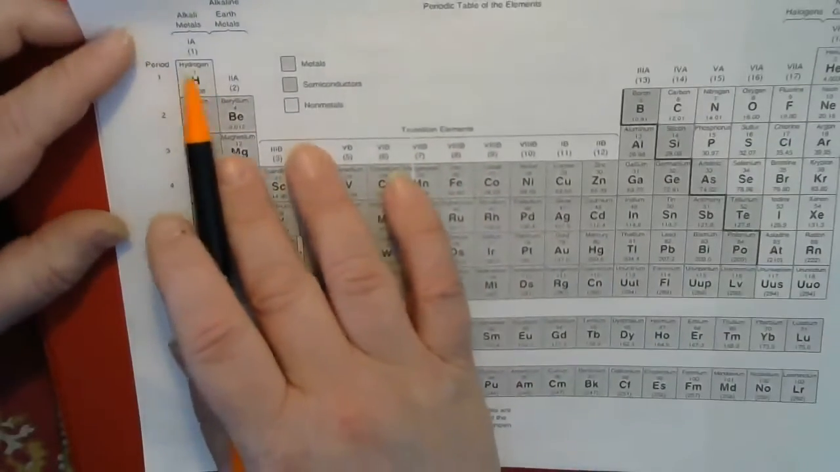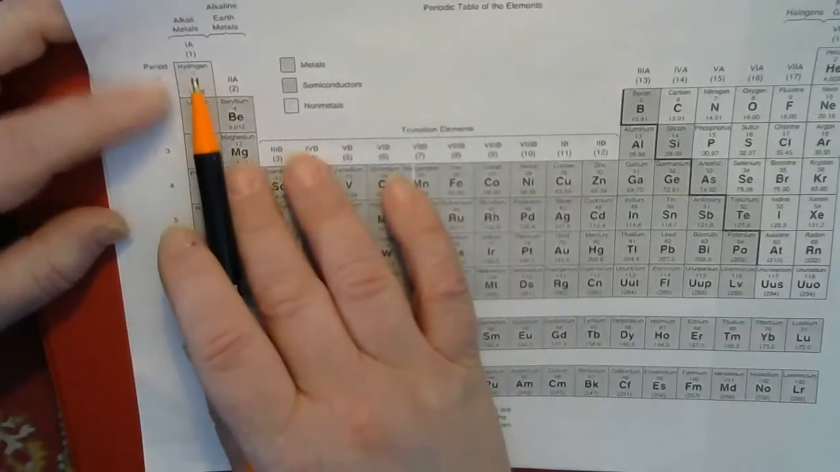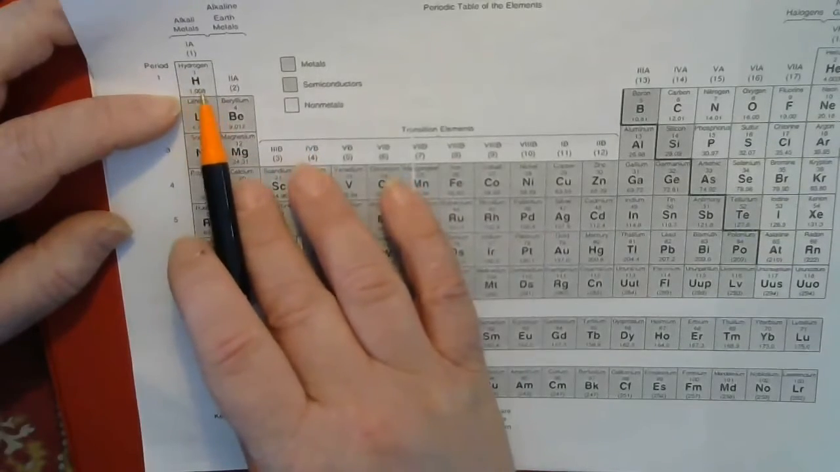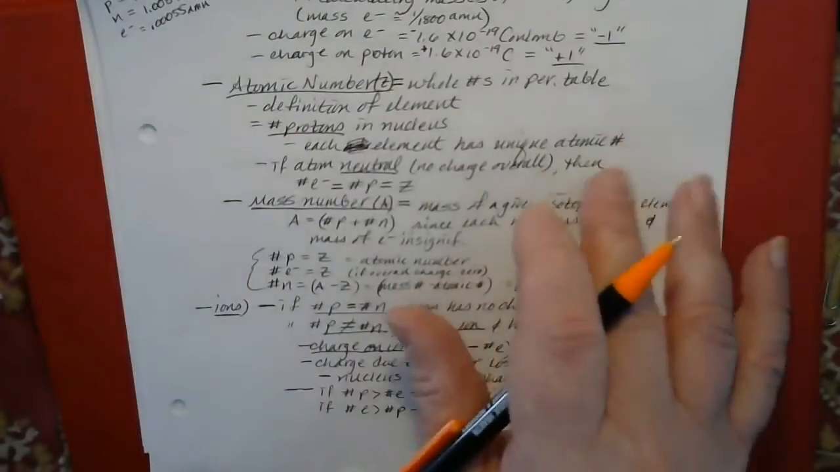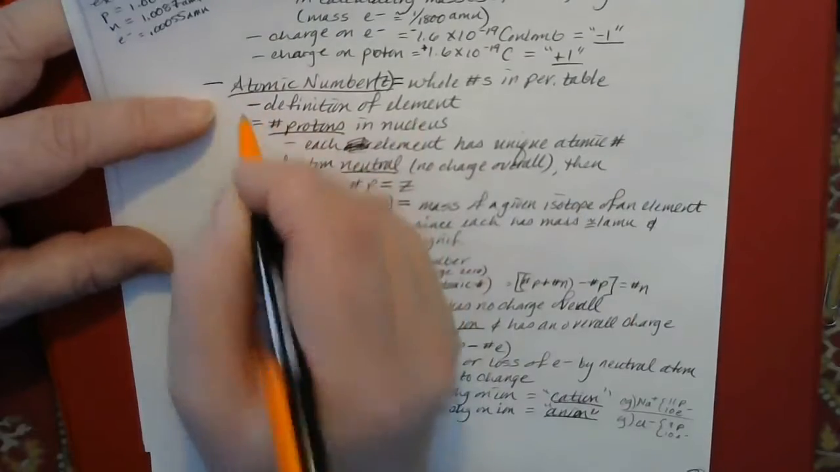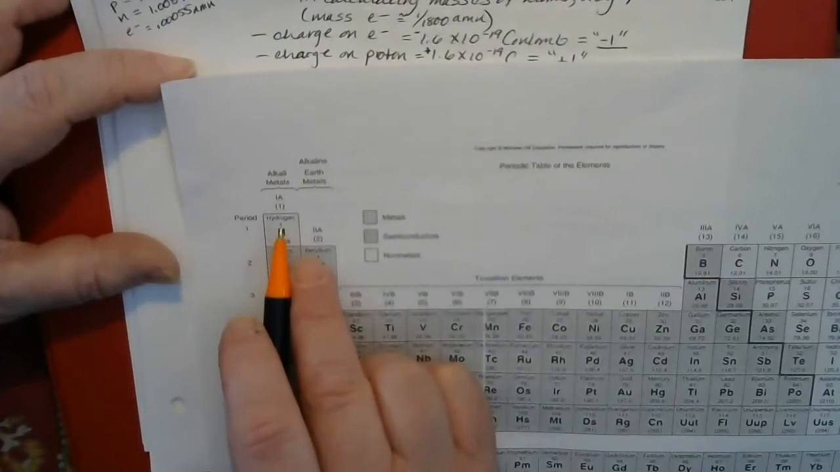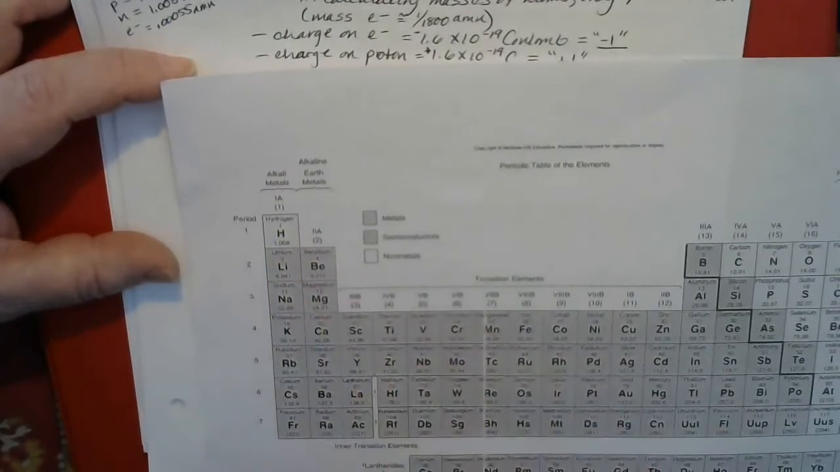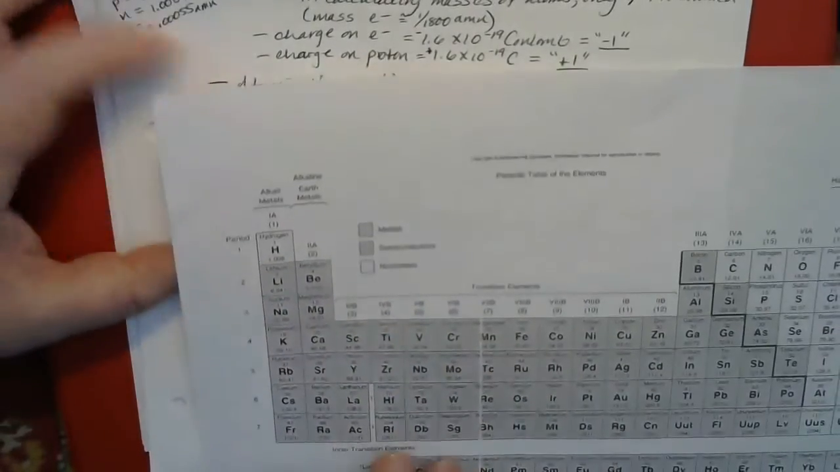Anyway, in each square for each element, you'll notice the symbol for the element, like H for hydrogen, and you'll notice a whole number, and you'll notice a number with decimal spaces in it. The whole number is the atomic number. That is basically the definition of an element. If you have hydrogen, you have atomic number 1. If you have an element that's atomic number 1, you have hydrogen. If you have an element with 1 proton in the nucleus, that means it's atomic number 1, which means it's hydrogen.